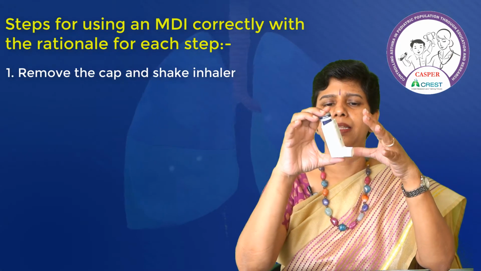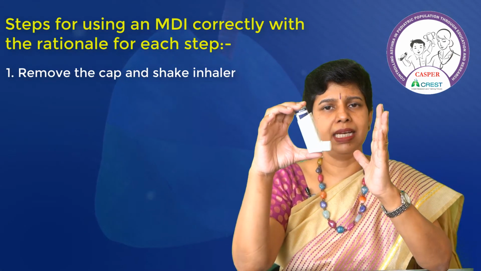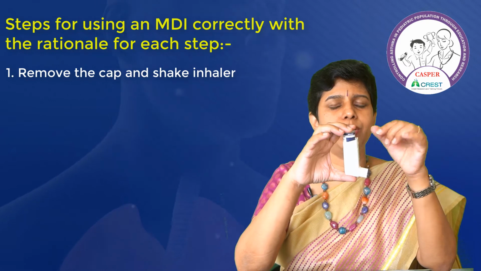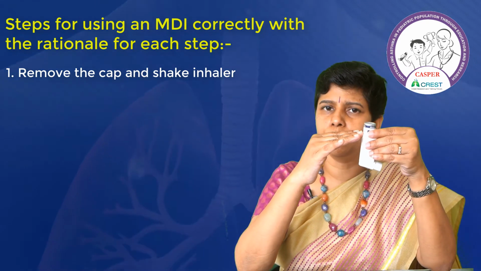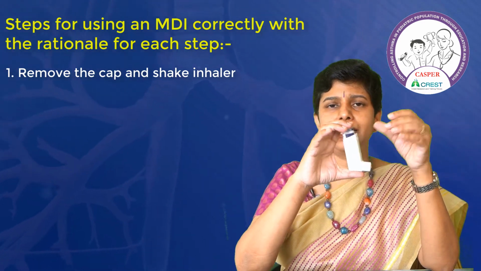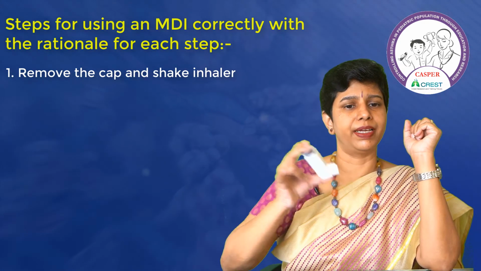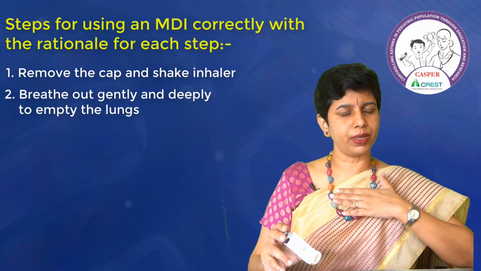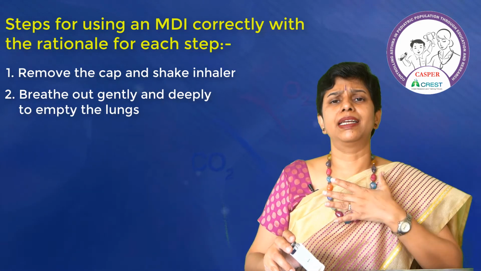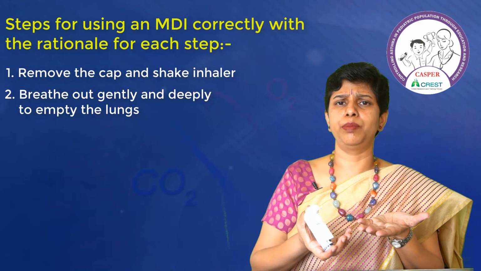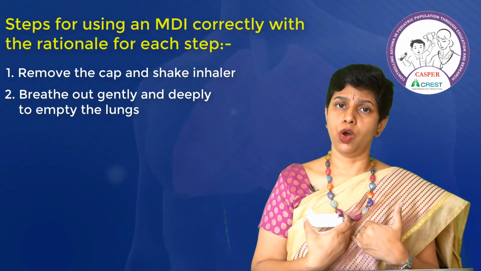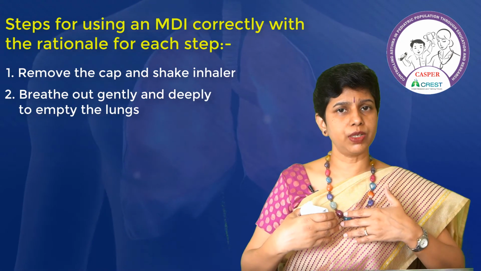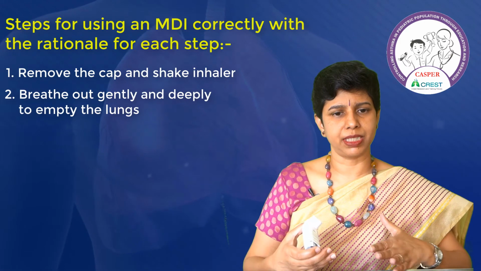So to ensure that the drug released per actuation is actually the drug as per the label, we have to ensure that the little bit of drug is uniformly dispersed within the canister, and that's why shaking the inhaler is very important. Then we have to breathe out gently and deeply to empty the lungs. Only if the lungs are empty will there be sufficient inhalation, and with sufficient inhalation the drug will also go inside. So make sure that the patient exhales completely and empties the lungs.